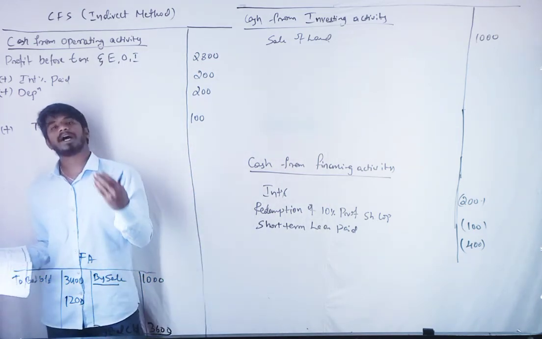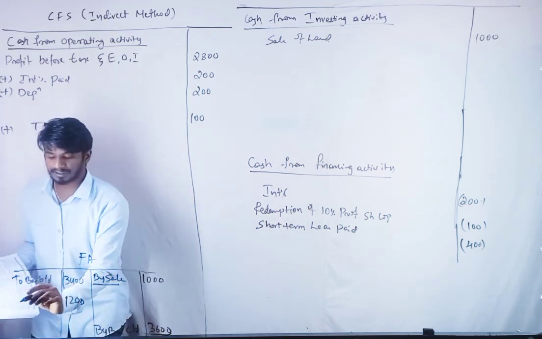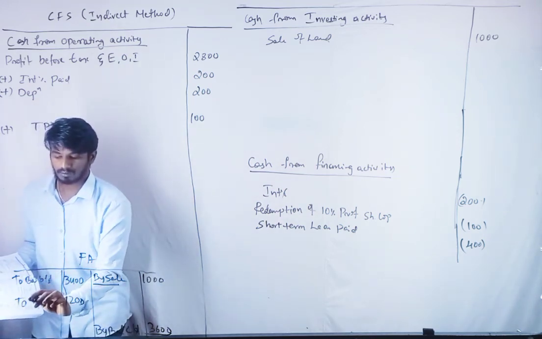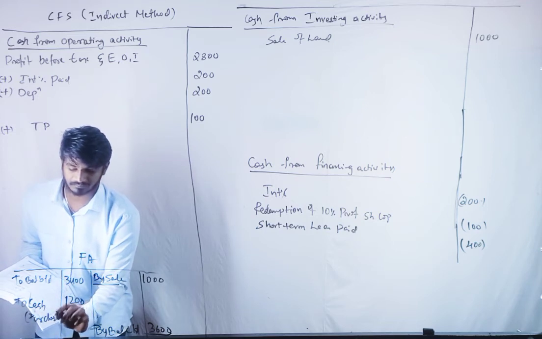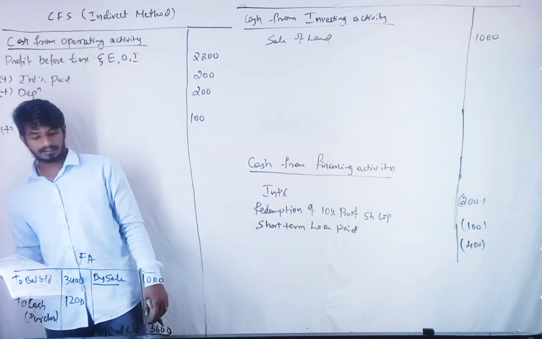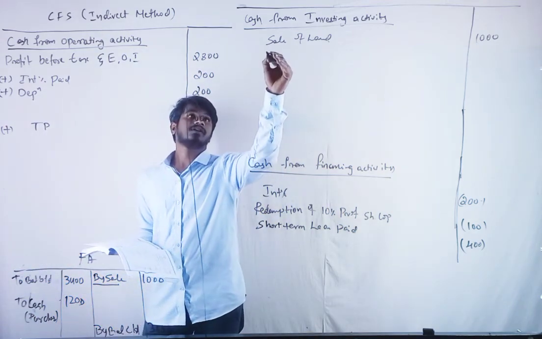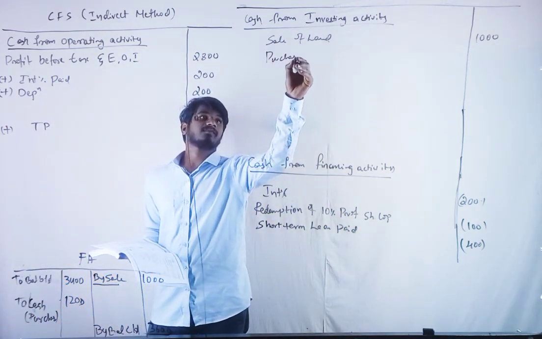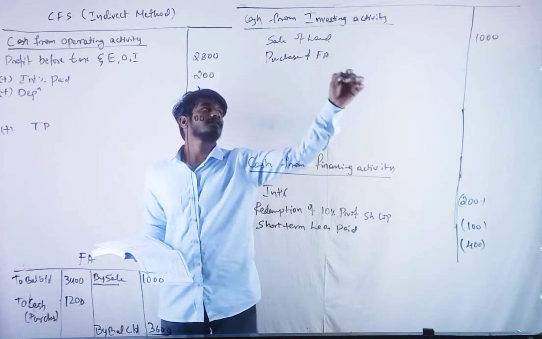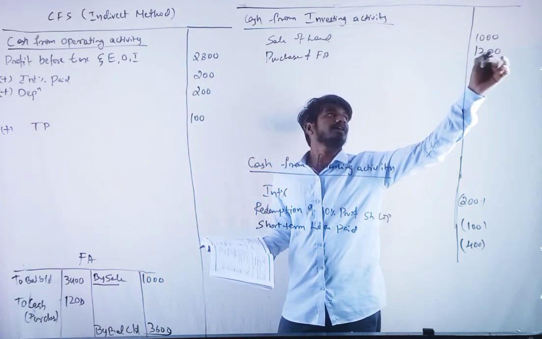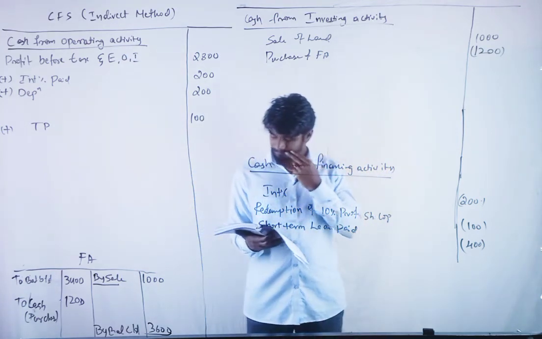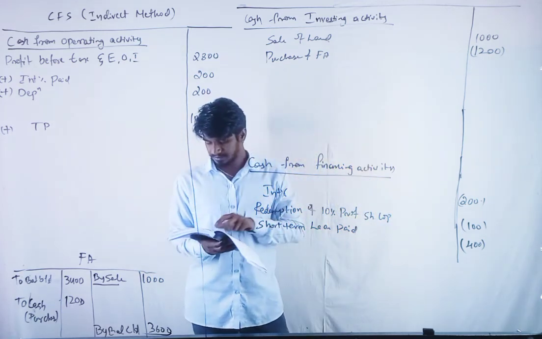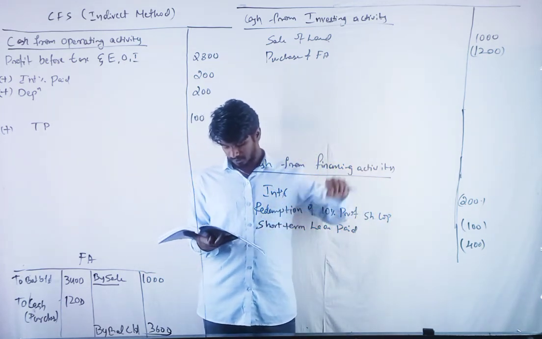What is it? They might have purchased, right? They might have purchased with cash. In the bracket we will write purchase. 1200 purchase, which means purchase of fixed asset, 1200 negative. Then nothing else. Fixed asset is over.